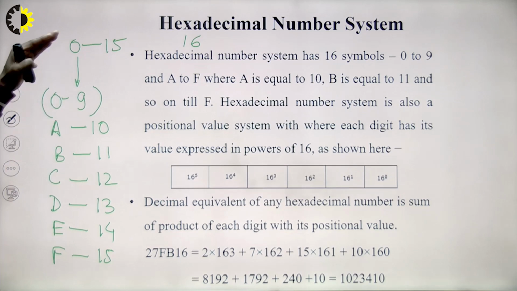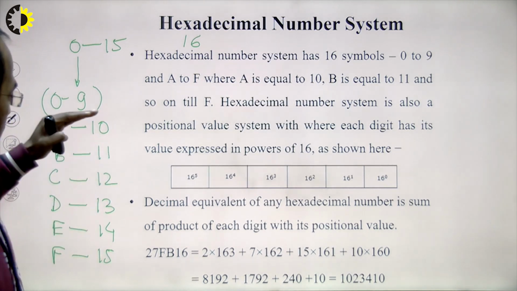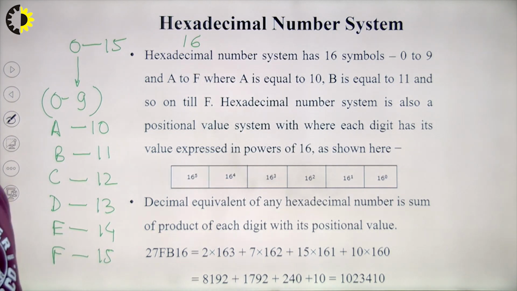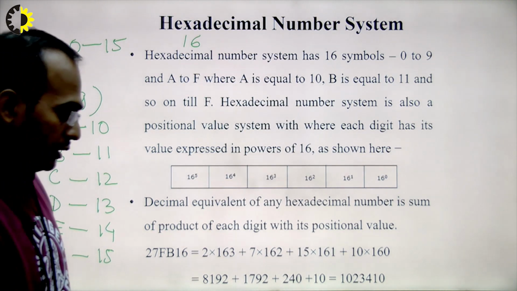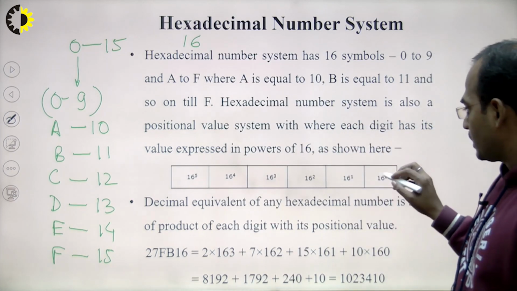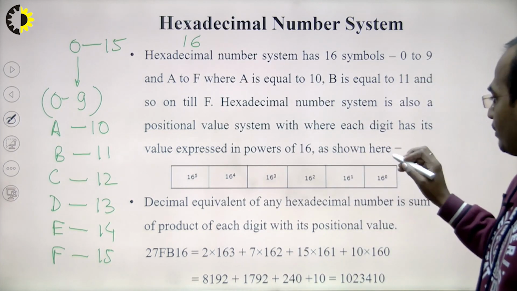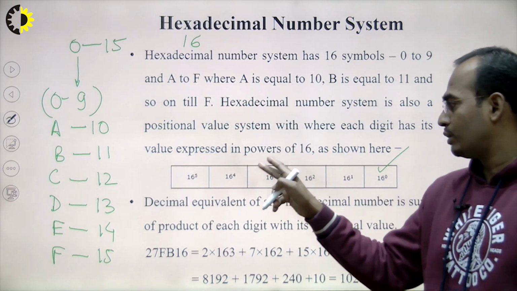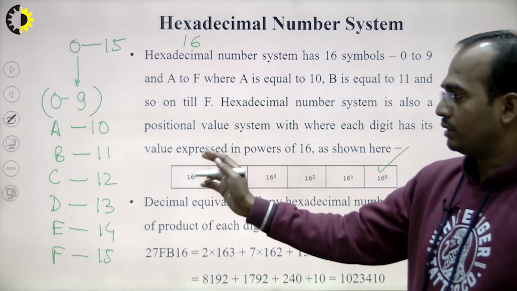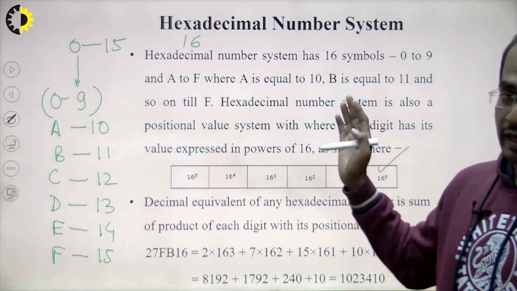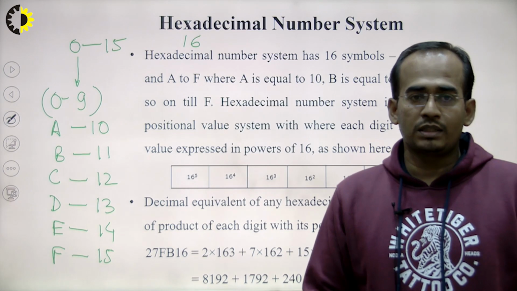0 to 9 I will use the same digits. After that, for 10 to 15, I will use A, B, C, D, E, F. What will be the weight of the position? The weight of the position will be the same as in decimal numbers. Here I have used the hexadecimal number system, so the weight of the position will be 16 power 0, 16 power 1, 16 power 2, 16 power 3, 16 power 4, 16 power 5. So what will be the decimal equivalent of any hexadecimal number? I will use the same method.